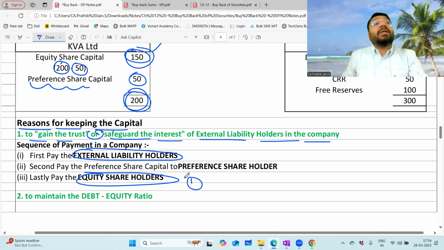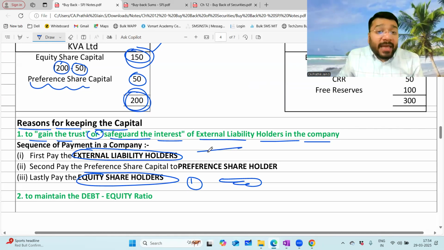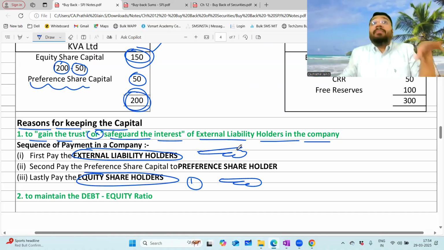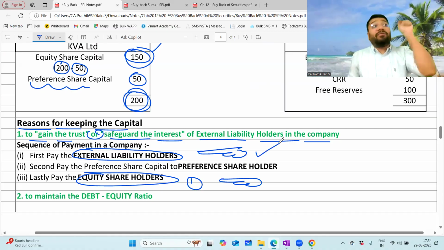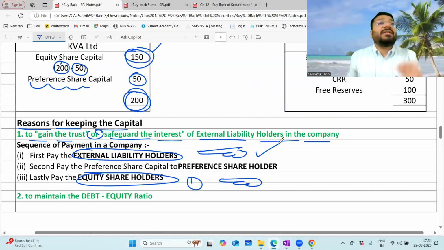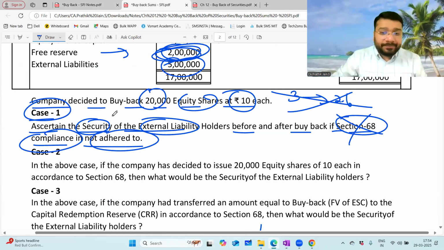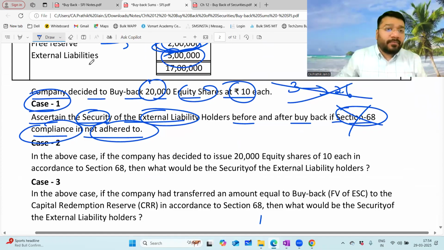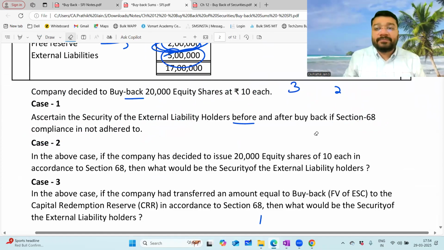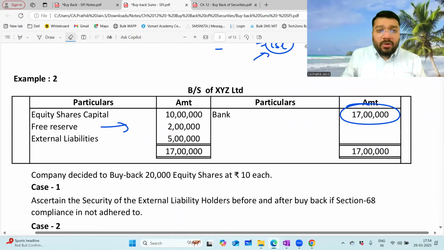So now the Companies Act had to insert another section in such a way that the buyback happens so that the hostile takeover could be prevented. At the same time, the Companies Act promises the external liability holders that I will ensure that you are paid first. That promise is also being kept by the Companies Act. Hence, Section 68 was introduced. Any problem? Online people, any problem? Okay, loud response from offline people. Any problem? No, sir.